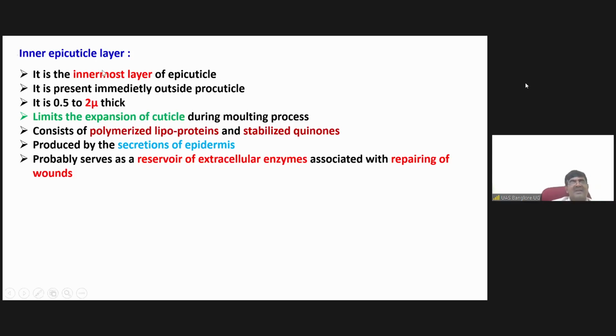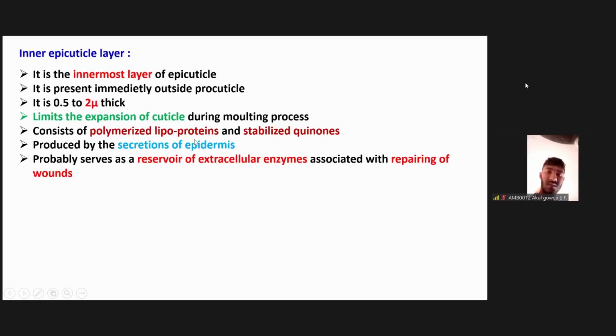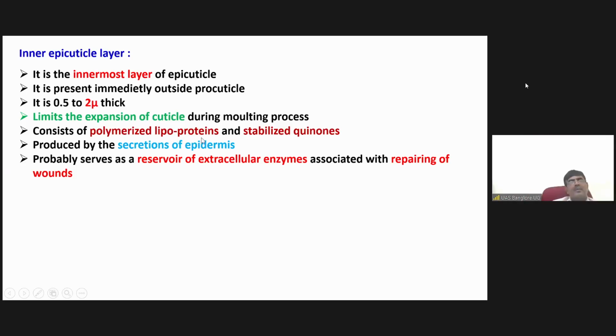So coming to the chemical composition, the inner epicuticular layer is made up of polymerized lipoproteins and is stabilized with quinones. So we have lipoproteins as well as quinones. These are produced by the secretions of the epidermis.